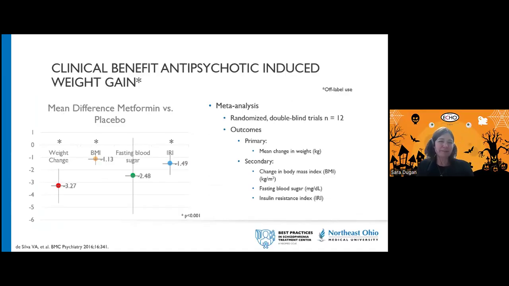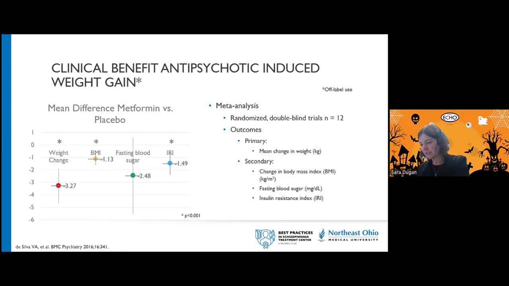So what about one of the other places that you may see it? So I just wanted to look briefly at the clinical benefit for antipsychotic-induced weight gain. So this was a meta-analysis that was done. They looked specifically at randomized double-blind trials that were evaluating metformin versus placebo for antipsychotic-induced weight gain. There are several that are cross-sectional trials, that are open-label trials, that do have some potential bias introduced. So they really wanted to look just at those that were randomized and double-blind.